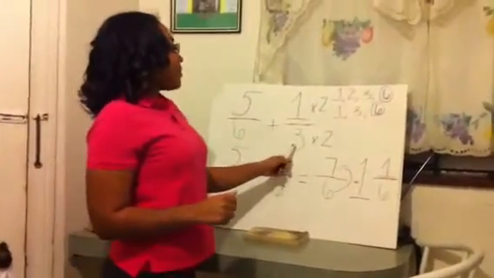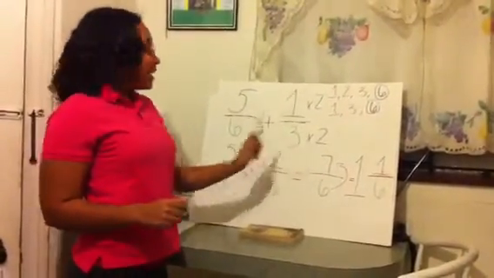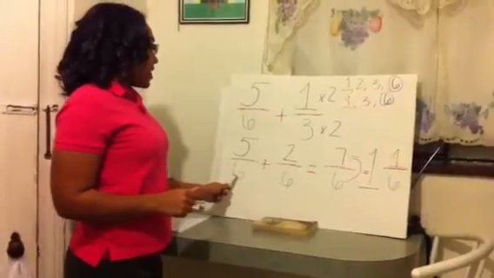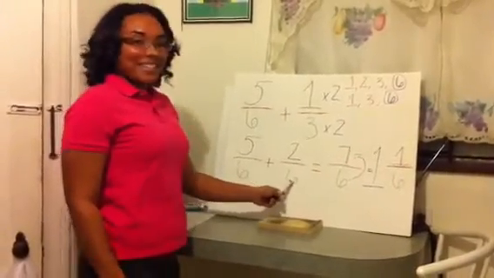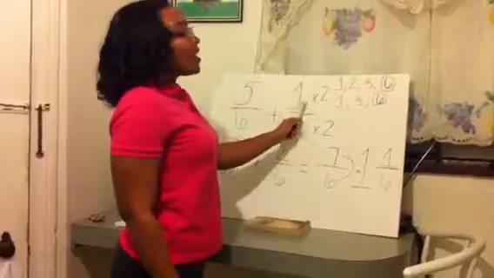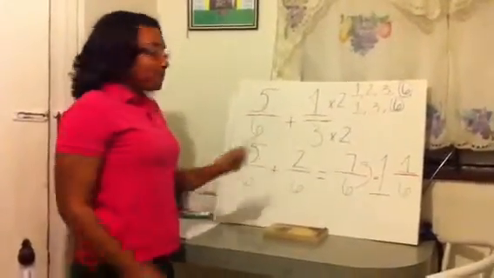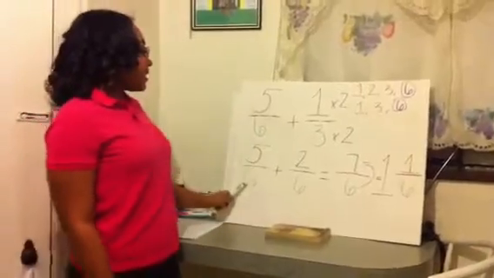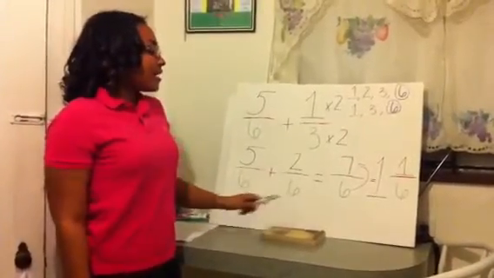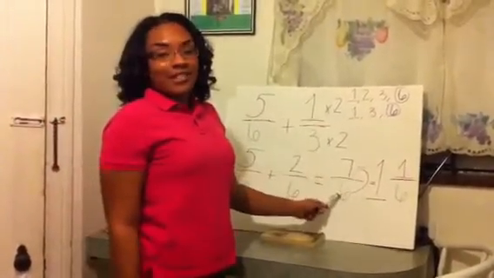Next, you want to multiply 3 by 2 to get a common multiple of 6. But you also have to multiply 1 by 2, which gives you 2. Now you have 5/6 and 2/6, which is 7/6.